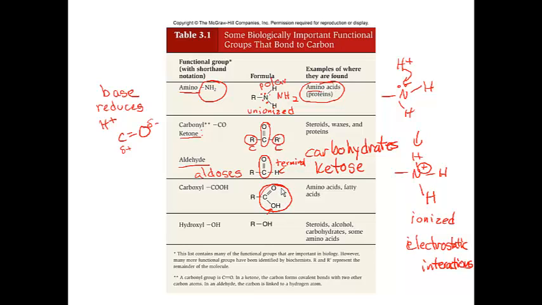Now we know this is highly polar, right? We have a partial negative here with the oxygen. We have a partial positive here with that hydrogen. So this is going to be very hydrophilic. We're going to find these in amino acids and fatty acids. Notice the commonality here. Carboxyl groups are acidic.